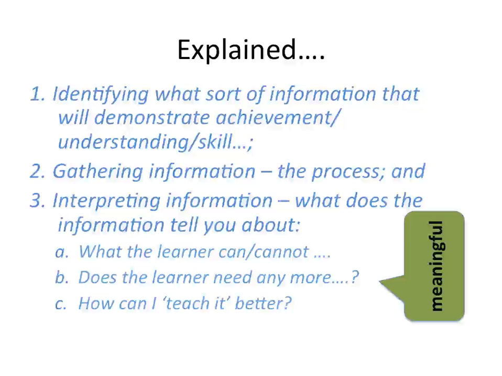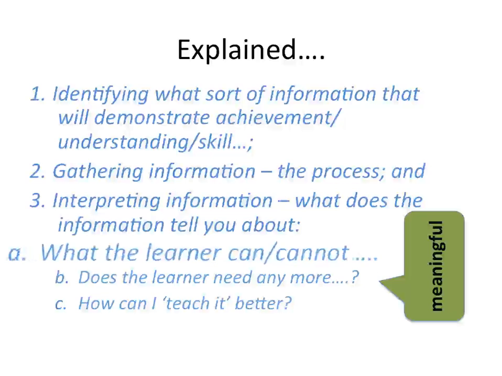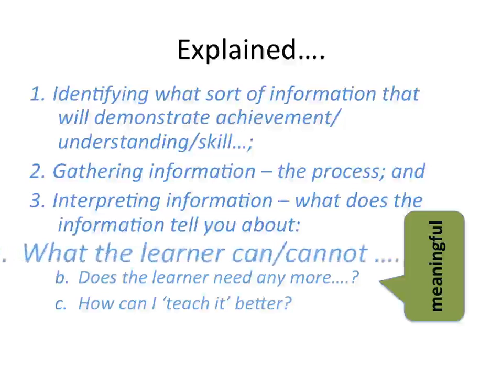We gather information in the process and then we interpret that information to reveal the proof of the achievement. So what does the information tell you about what the learner can or cannot do? If they can't do something you're asking them to, then you're going to have to adjust your teaching strategies.